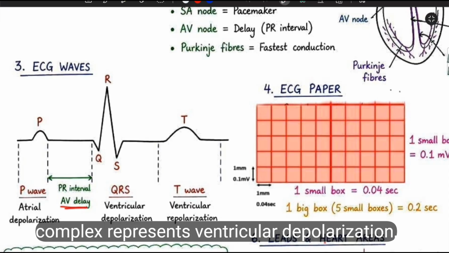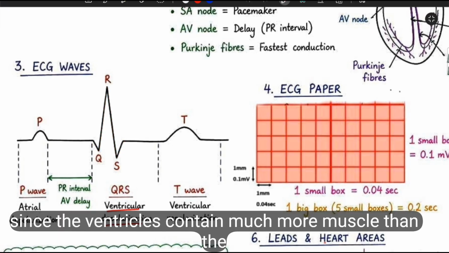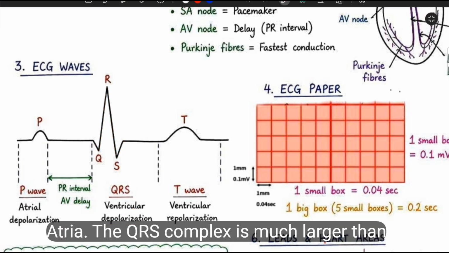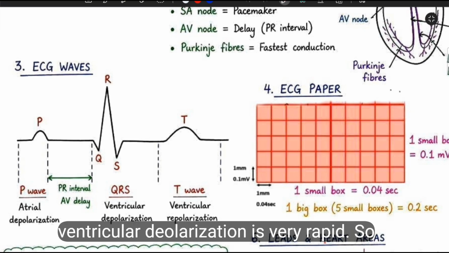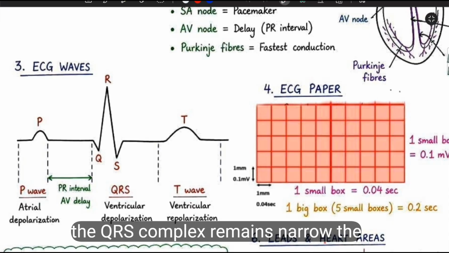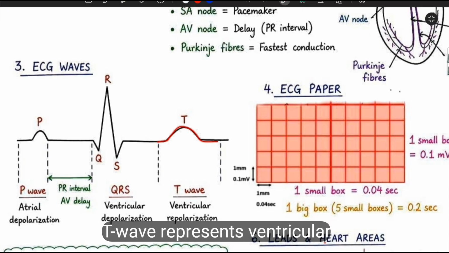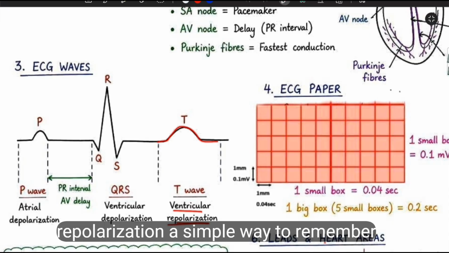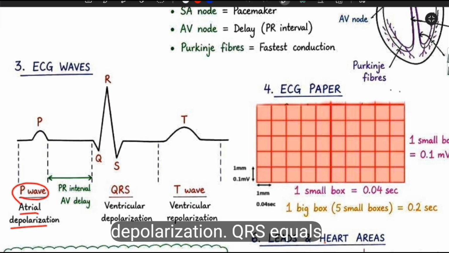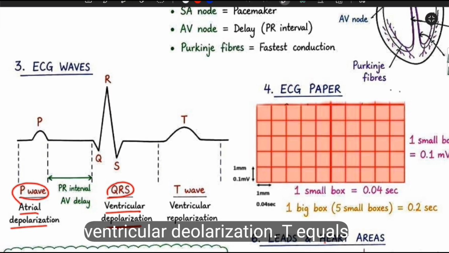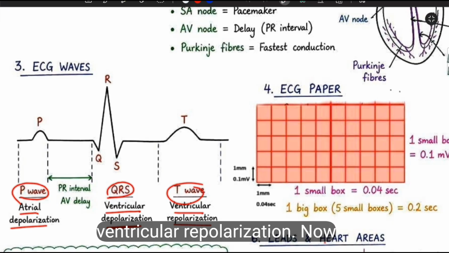The QRS complex represents ventricular depolarization. Since the ventricles contain much more muscle than the atria, the QRS complex is much larger than the P wave. Under normal conditions, ventricular depolarization is very rapid, so the QRS complex remains narrow. The T wave represents ventricular repolarization. A simple way to remember this is P equals atrial depolarization, QRS equals ventricular depolarization, T equals ventricular repolarization.